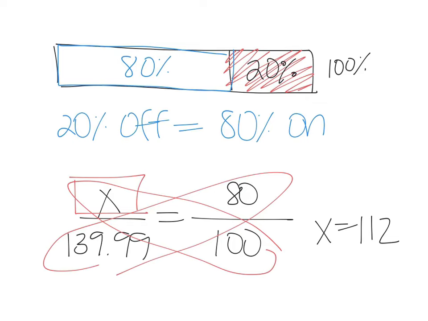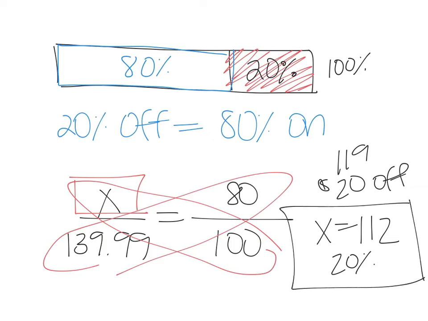So now the question is, if you get 20% off, it's $112. If you do $20 off, it's $119. Which one is the better deal? Clearly 20%, because the item ends up being cheaper. So with that knowledge, I want you to go ahead and do the rest of the items on your dueling coupons assignment.